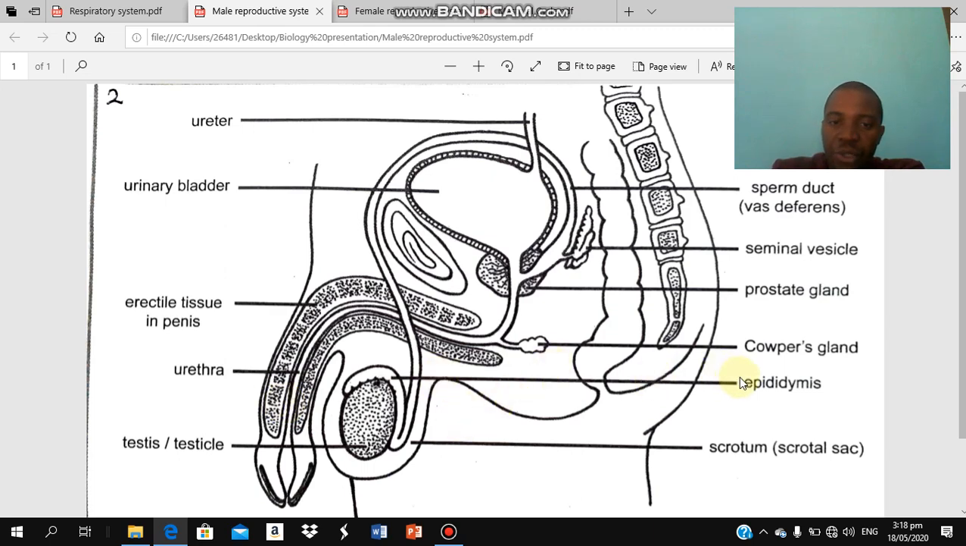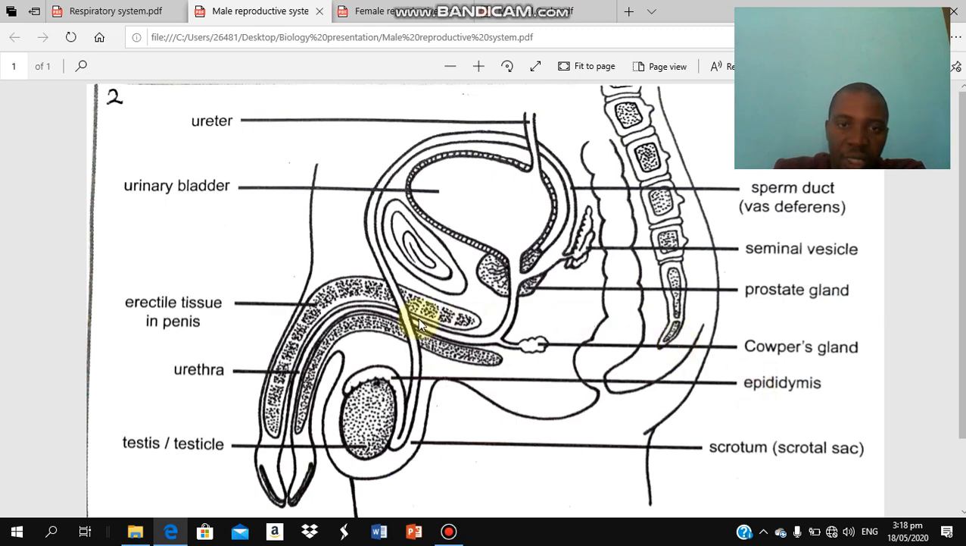And there is a part on top of the testicles which looks like a coil. That part is known as the epididymis. The function of the epididymis is to store matured sperm cells.